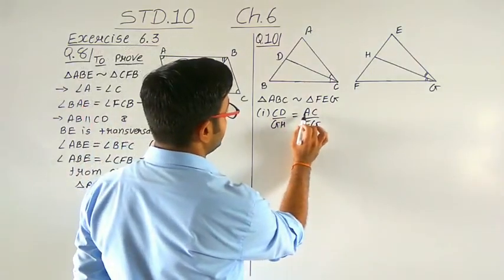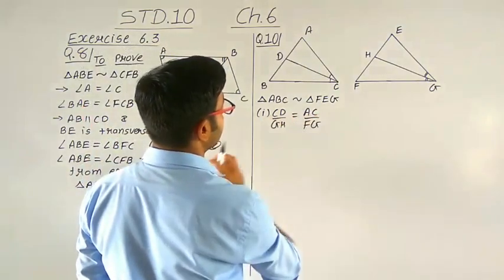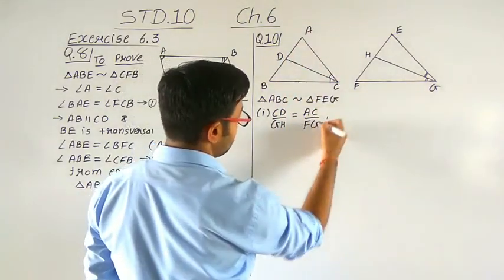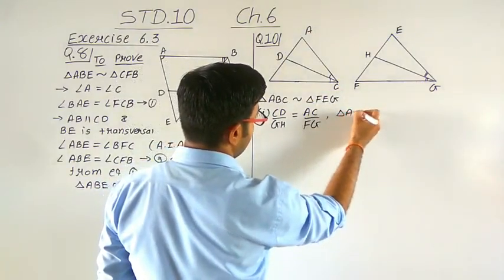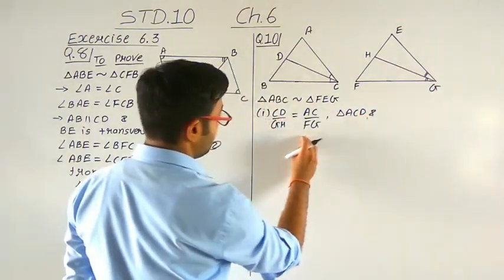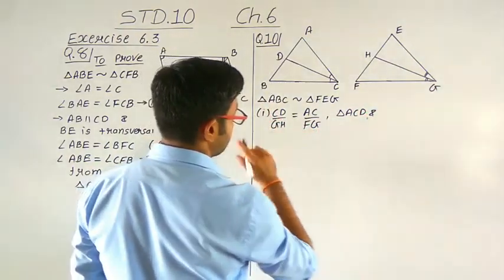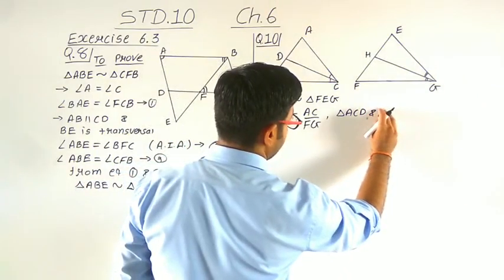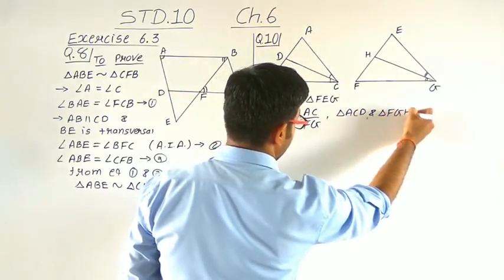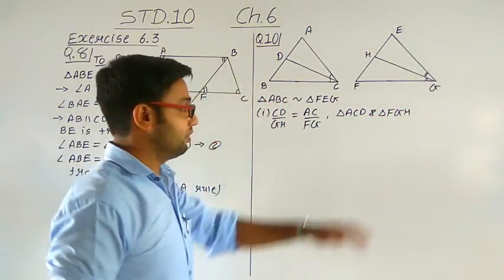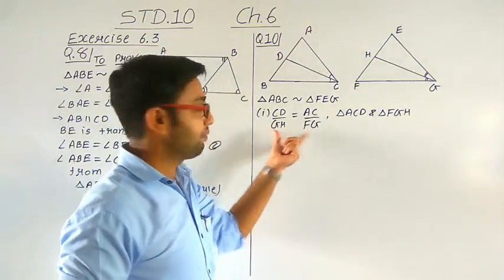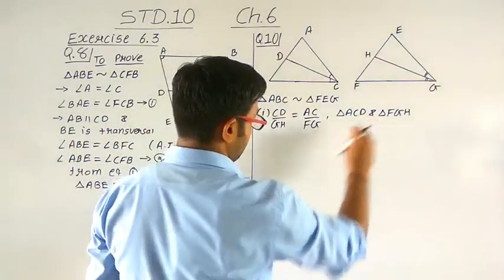See, one of the triangles we can consider is triangle ACD. Which two triangles do we require? Triangle ACD, and another triangle that we require is triangle FGH. These two triangles, if we can prove both are similar, then we can write down that these two sides are in proportion. So how can we prove that these two triangles are similar?